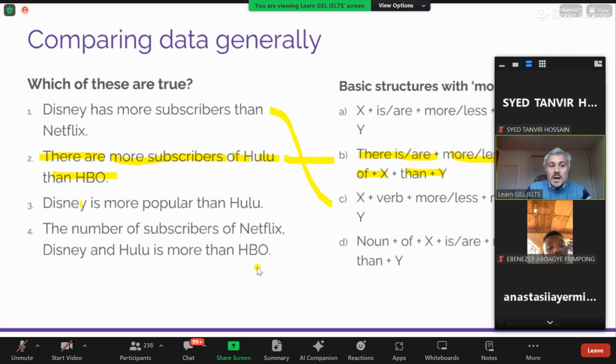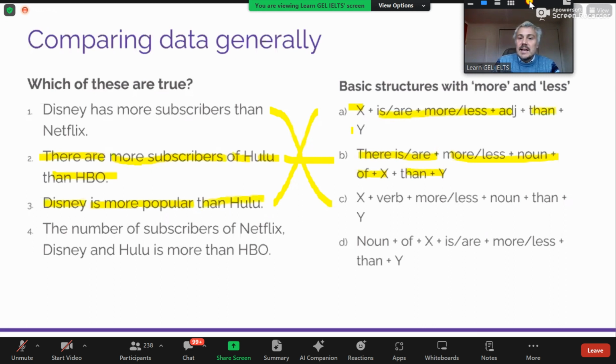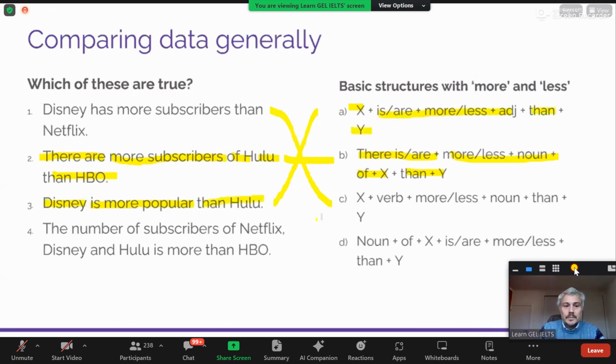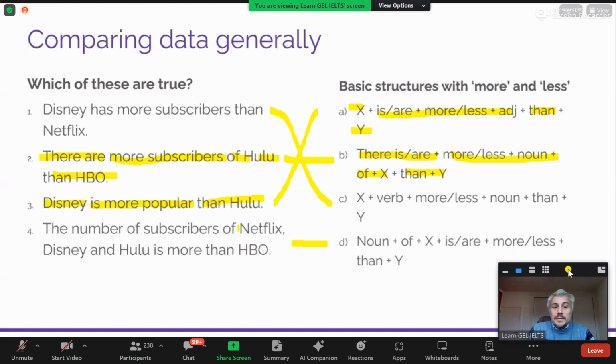We start with the first thing we want to compare. We use is, more, and an adjective. Is or are, more or less, and an adjective. Then we use than and the second thing we want to compare. Finally, number 4 is D. The number of subscribers of Netflix, noun of X, Disney and Hulu, is more than, and the second thing we're comparing, HBO.